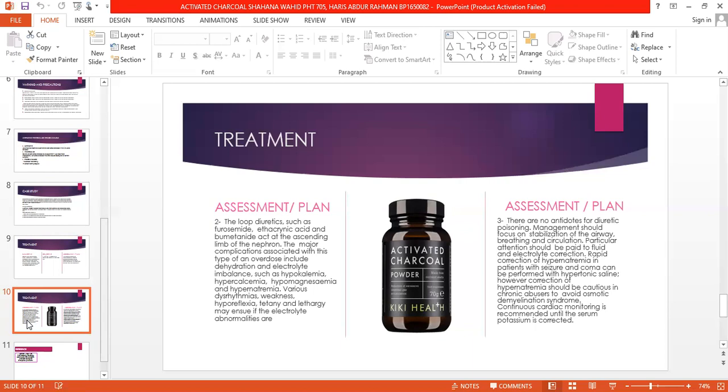Rapid correction of hyponatremia in patients with seizures and coma can be performed with hypertonic saline. However, correction of hyponatremia should be cautious in chronic cases to avoid osmotic demyelination syndrome. Continuous cardiac monitoring is recommended until serum potassium is corrected.